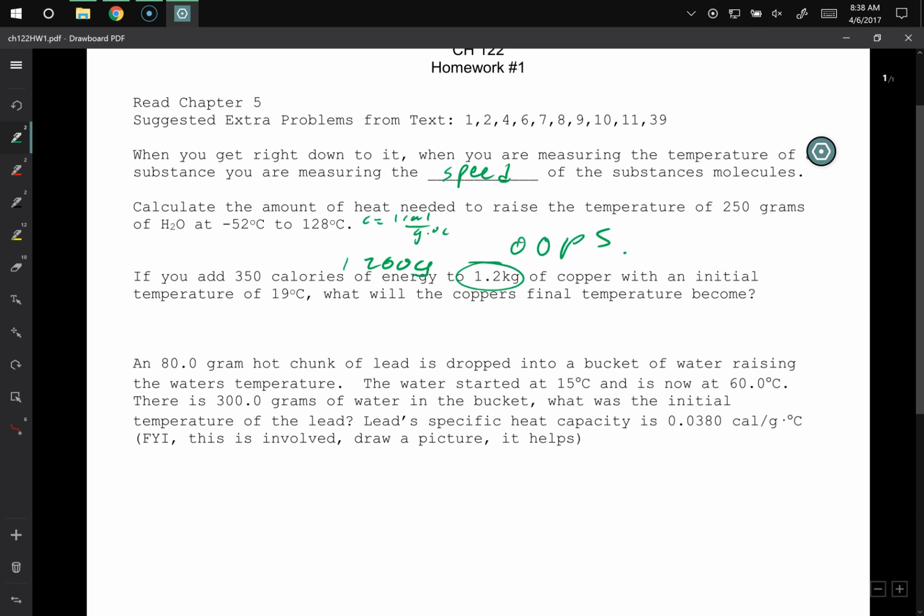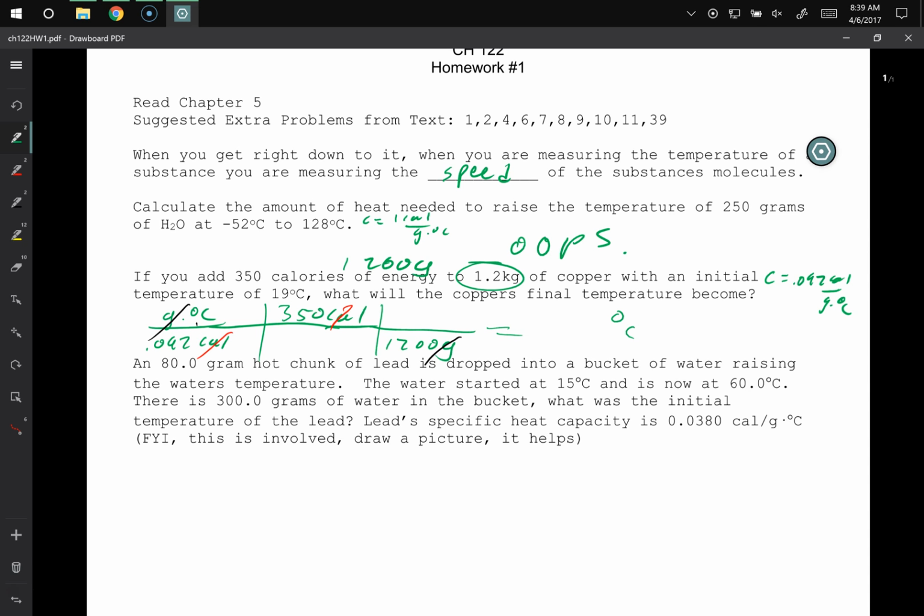So if you look up the specific heat for copper, it's 0.092 calories per gram degree C. And what I'm looking for in this problem is a temperature change. So I'm going to use the specific heat flipped over to give me a temperature number. I'll put 350 calories in the numerator so that I can cancel out the calories in the denominator. And then I'll put 1,200 grams in the denominator so I can cancel out the gram unit. And then I've got a degree C unit in the numerator.